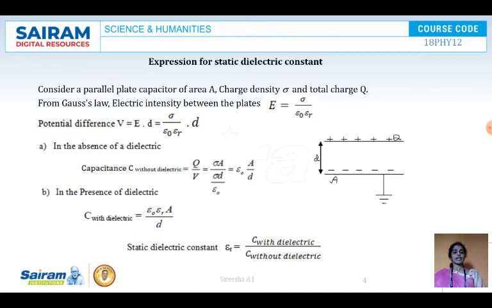Now we will see what exactly happens. What is a dielectric, and where is it placed? When the dielectric is not placed between the parallel plate capacitors, what is happening to the distance?